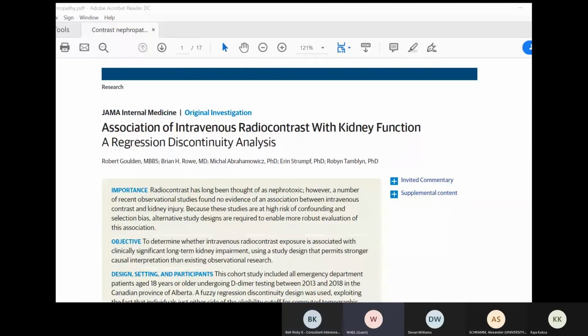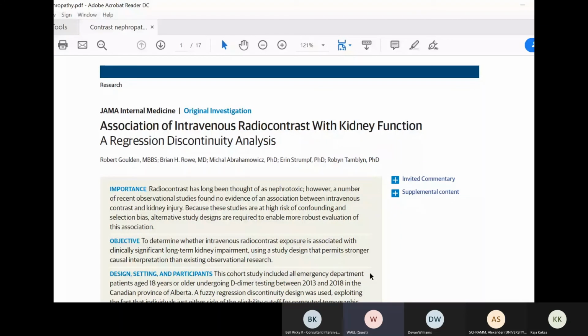So the presentation today is from the Journal of American Medical Association. It was published in 2021, and it is about a cohort study run between 2013 and 2018 in one of the Canadian cities. It is about the association of intravenous radio contrast with kidney function. It is a regression discontinuity analysis.